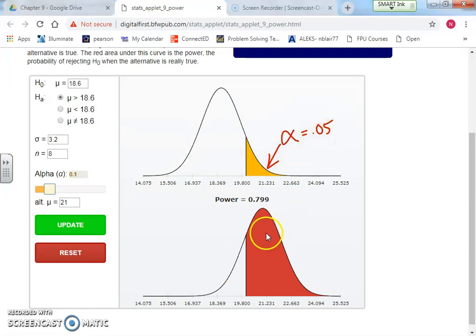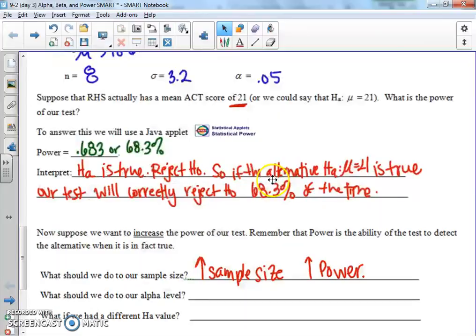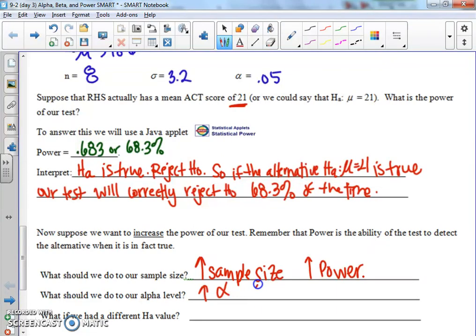Yes, moving alpha will indeed increase the power, but remember alpha is the probability of a type 1 error. So while you are increasing power, which is a good thing, you're also increasing the probability of a type 1 error. So keep that in mind. So what should we do to the alpha level if we want to increase the power? We're going to increase alpha, which will increase power, and that does decrease beta, which is a good thing too. We want to decrease beta, but remember it does also increase the probability of a type 1 error.